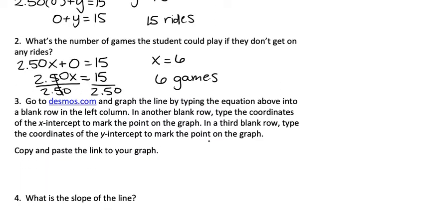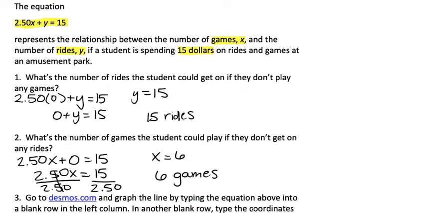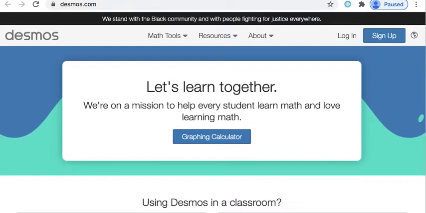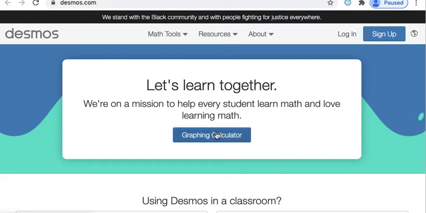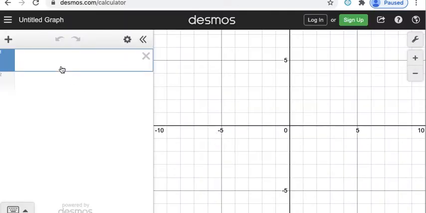The third question says to go to Desmos.com and graph the line by typing the equation above into a blank row in the left column. So our equation is 2.50x plus y equals 15. So I go to Desmos.com and then click on the graphing calculator. I'm going to type my equation in this box.